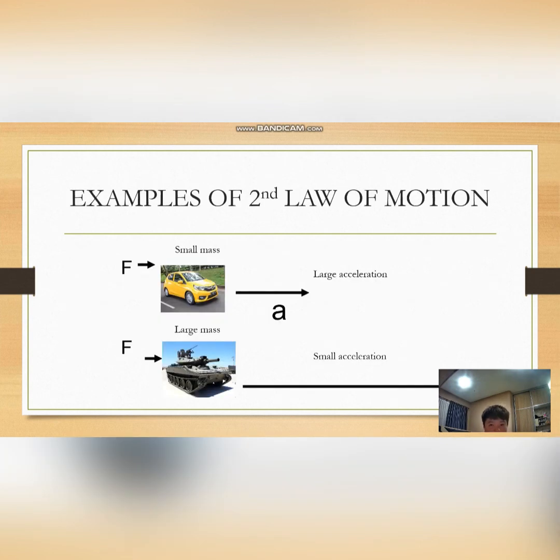Examples of the second law of motion. In the second law of motion, the smaller the mass, the larger the acceleration. And the opposite, the larger the mass, the smaller the acceleration. For example, a small car and a large tank. A small car has a large acceleration and the big tank has a small acceleration.